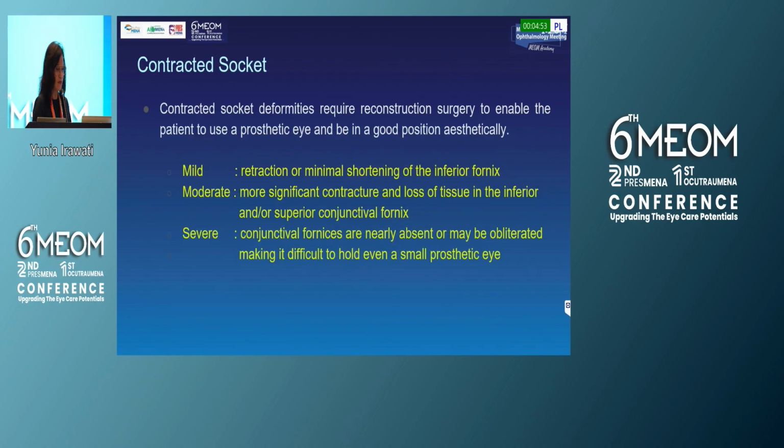The contracted socket deformity requires reconstruction surgery to enable the patient to use a prosthetic eye with a good position and aesthetically. In mild condition, there is retraction with minimal shortening of the inferior fornices, and in moderate, more significant contracture and loss of tissue in the inferior and superior conjunctival fornix. In severe condition, the conjunctival fornices are nearly absent or maybe obliterated, making it difficult to hold even a small prosthetic eye.